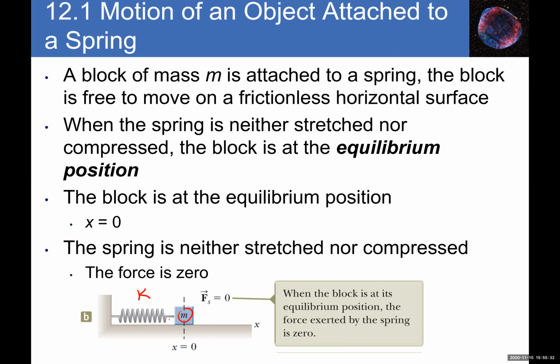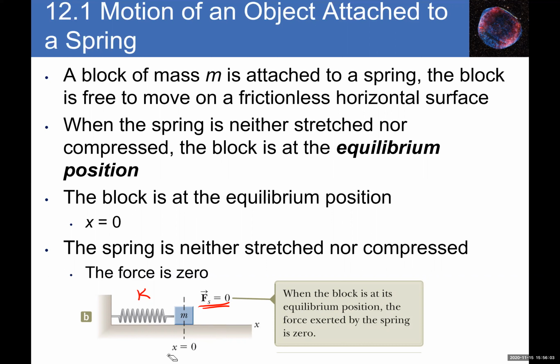And let's say one thing we know here is if the system is in equilibrium, that means the spring is neither stretched nor compressed, there is no spring force. There's obviously right now a normal force and a gravitational force, but they're not affecting the motion at all. They cancel each other. So what I'm talking about is the spring restoring force. And the spring restoring force is always zero when the system is in equilibrium.